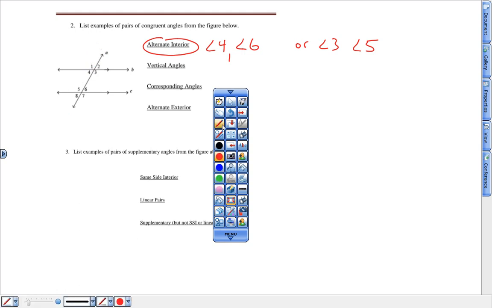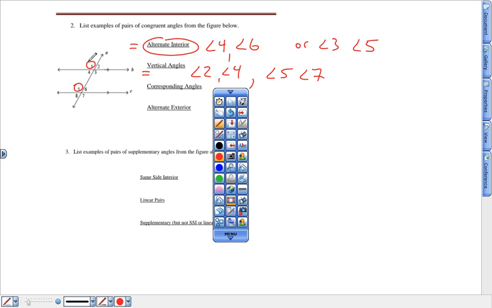Vertical angles are right across from each other. You have lots of pairs of vertical angles. Angle 2 and angle 4 are vertical, or 5 and 7. Any angles right across from each other are vertical, always equal. Alternate interior angles are always equal. Vertical angles are always equal. Corresponding angles, I believe those are equal too. And corresponding, I believe, is like this one right here and this one.